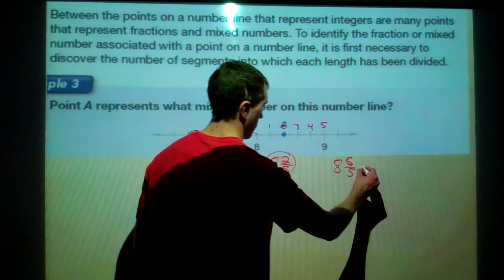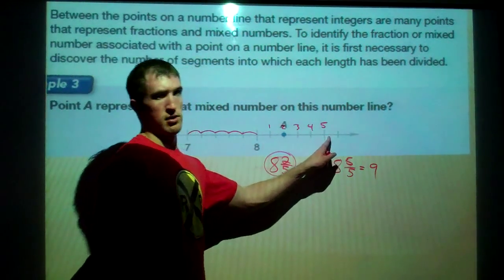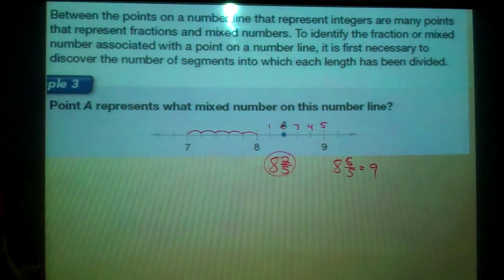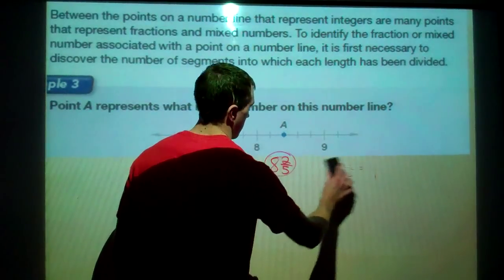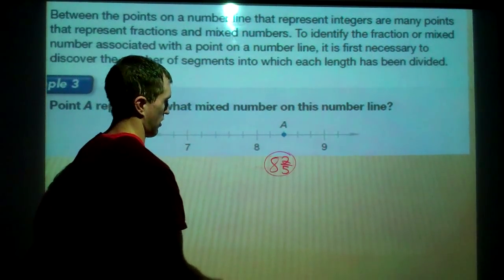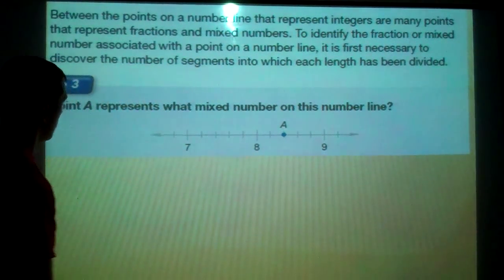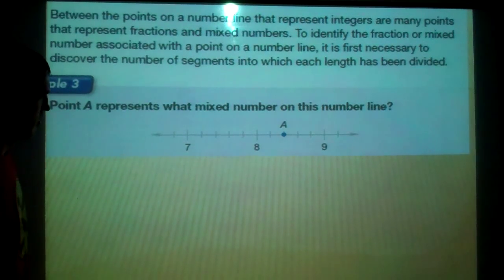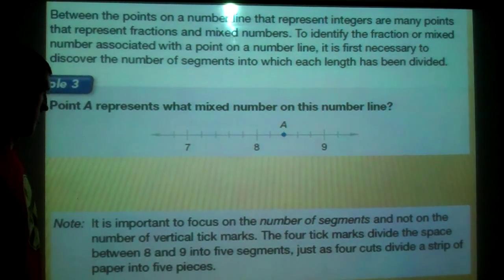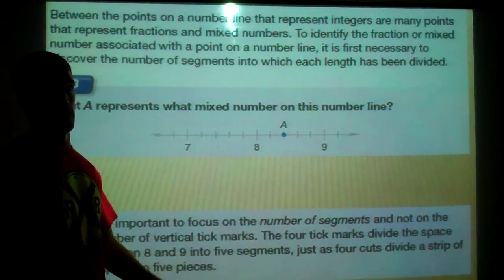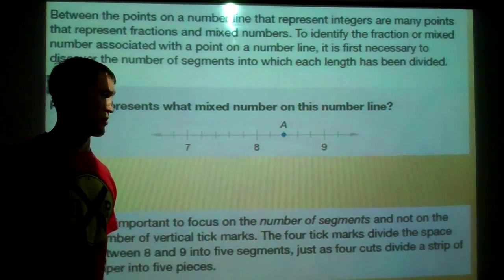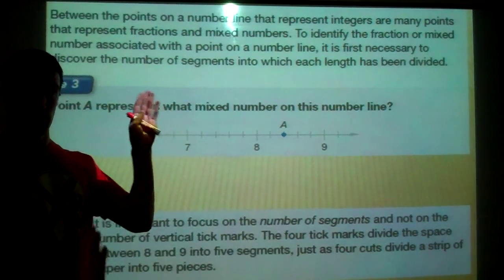So that's why that 5 is above our segment over 9. Alright. But yes, 8 and 2 fifths is where A is. Once again, to point out, it's important to focus on the number of segments in between two whole numbers, and not on the number of tick marks.